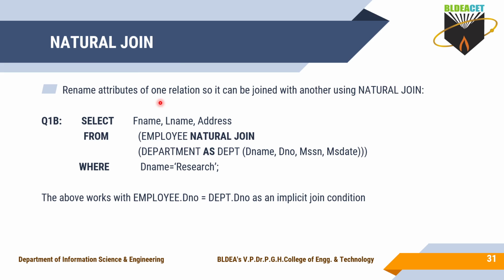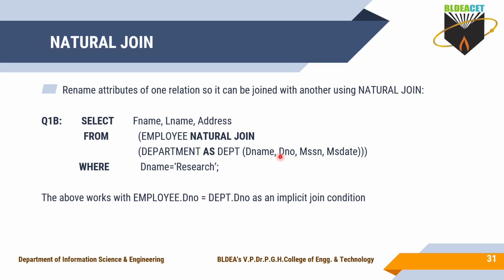Rename the attributes of one relation so it can be joined with another using natural join. If in either table the attribute names are not the same, you can rename them to join the two using natural join. This is the example. Select the same example, F name, L name, address from employee natural join department. Earlier you used on DNO equal to D number. In place of that, now I used as, which indicates an alias. I renamed this department as DEPT, and the attributes as D name, DNO, MSSN and MS date.